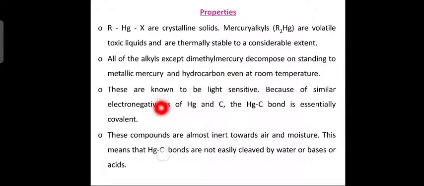These are known to be light sensitive. Because of similar electronegativities of mercury and carbon, the mercury carbon bond is essentially covalent. These compounds are almost inert towards air and moisture. This means that mercury carbon bonds are not easily cleaved by water or bases or acids.